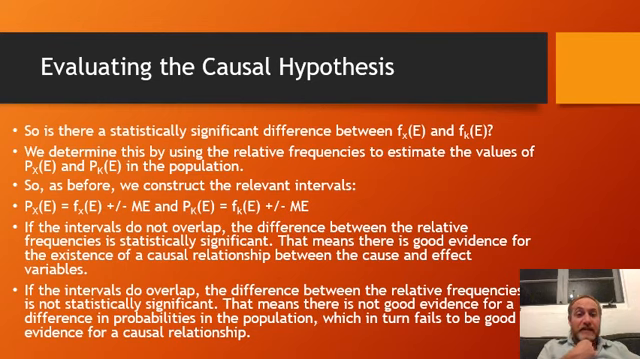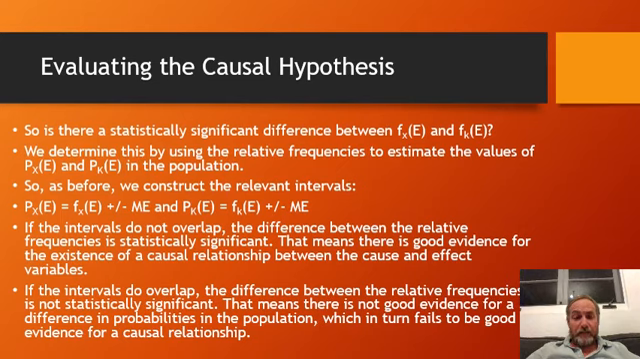So is there a statistically significant difference between the relative frequencies? We're going to determine that by using those relative frequencies to work backwards to the population, estimating the values of the probability of the effect in X and the probability of the effect in K in the population. So we have to find the intervals, and there's the equation.